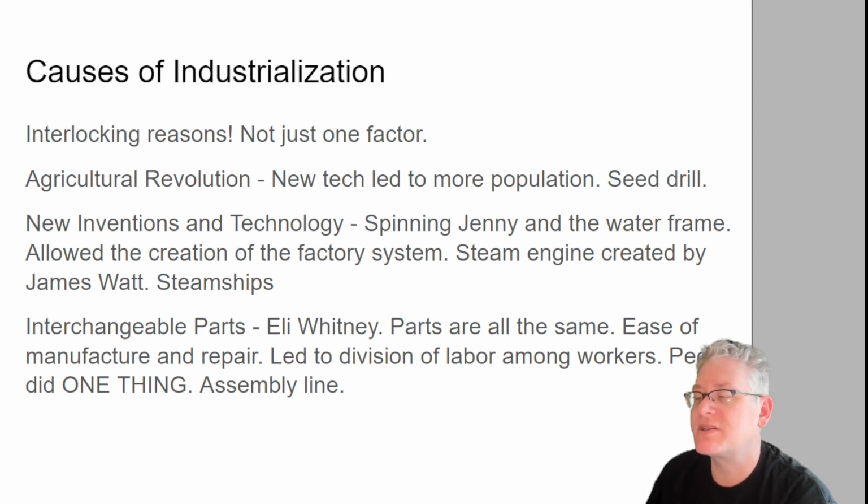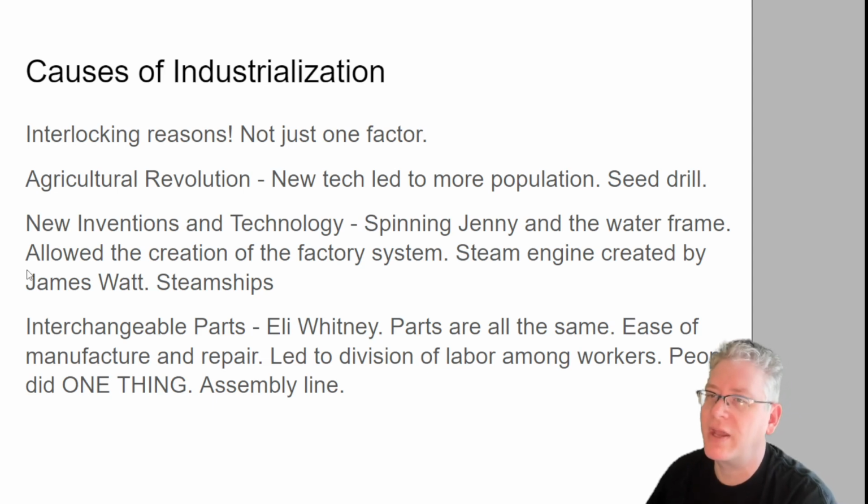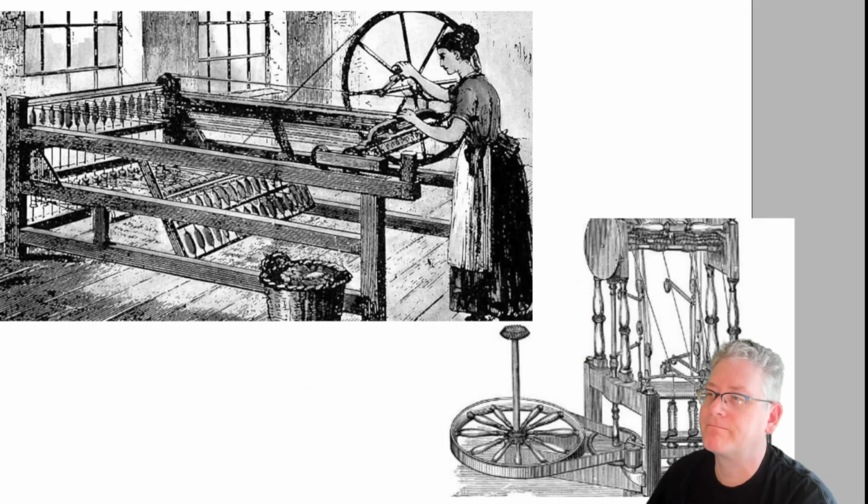The interchangeable parts, though, make it so that every single one is exactly the same. You pull out the old trigger, you put a new one in, done. Not a problem, going to make it a lot quicker. But this does lead to a division of labor among workers because of the ease of manufacture and repair. And that leads to things like the assembly line, where people did essentially one thing over and over and over again. Here's two examples of some of these machines we're talking about.